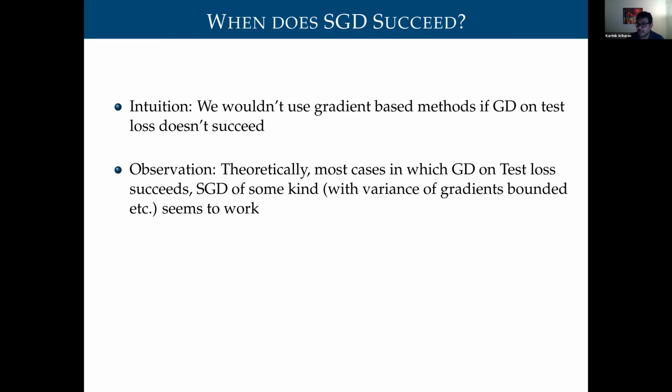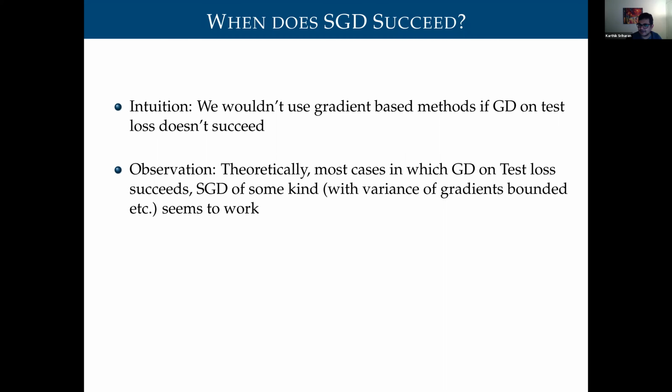Now, if you don't expect the vanilla gradient descent for deterministic functions to work on capital L, then to a large extent, you shouldn't expect any kind of gradient based methods to work in practice. I'm sure there'll be some weird counterexample to this, but it seems like a good intuition to have that if a deterministic gradient based algorithm does not work for your test loss, then you really shouldn't be using a gradient based algorithm for learning.